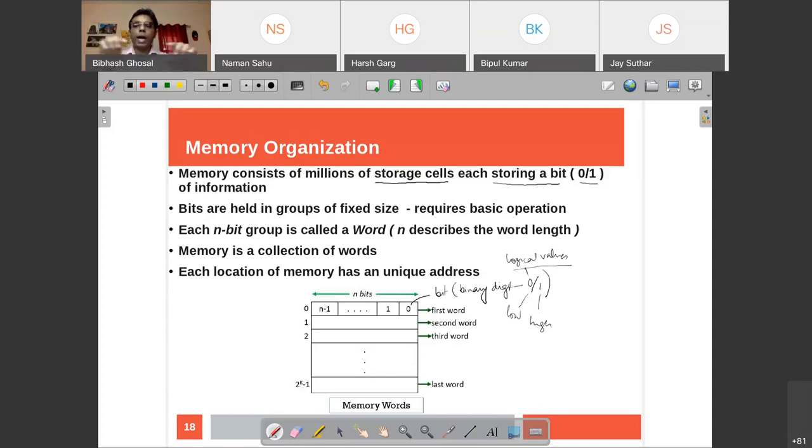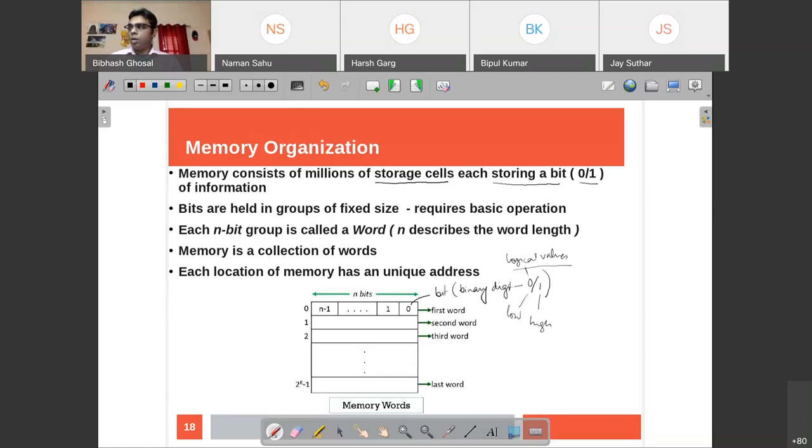So what you have in a memory is data that gets stored. Every cell in the memory stores one single bit of information. It is either a 0 or a 1. 0 means something, 1 means something; we'll talk about that later. So information is stored in the form of binary digits, which physically mean a high voltage or a low voltage. And there are not one, but many, many cells.